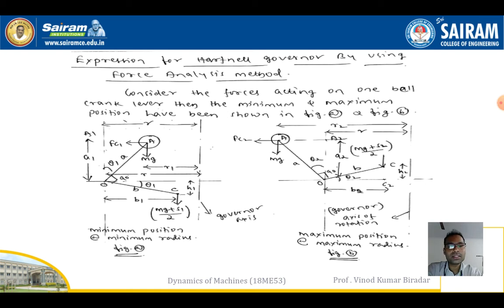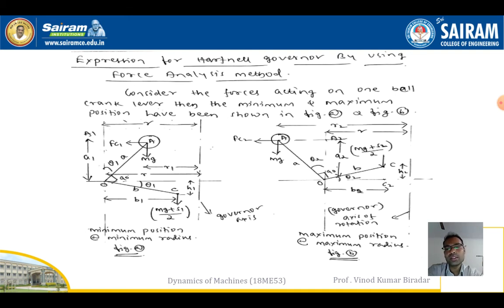The initial setup is the Porter governor, and normally we take two mass balls, that is, fly balls, connected within a bell crank lever. Based on that diagram I am going to draw two free body diagrams. The first one is the minimum position, that is, the minimum speed of rotation, and the second one is the maximum position, that is, the maximum speed of rotation. These are the two different diagrams that can occur in the Hartnell governor when the speed is minimum and when the speed is maximum.